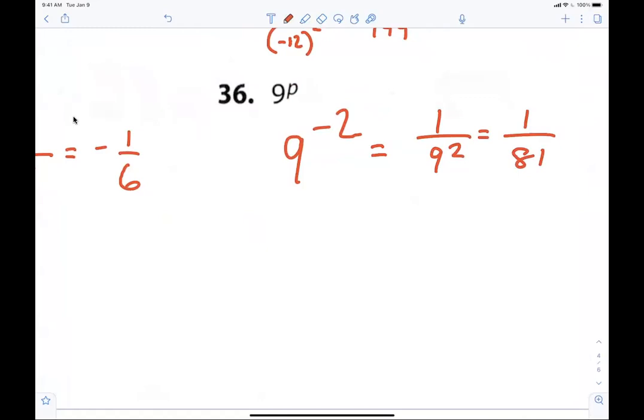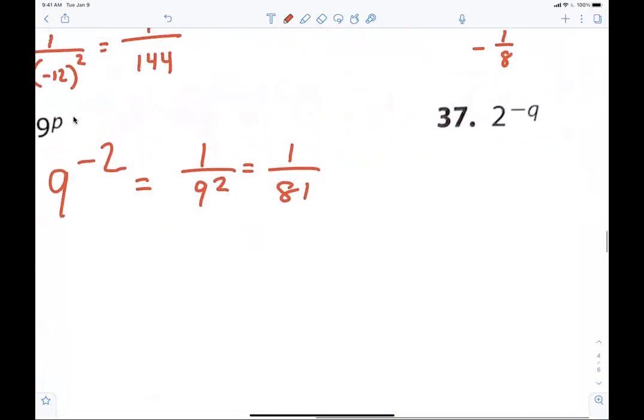If you want, on your calculator, you can do 9 to the negative 2, but that's a waste of time, in my opinion. Everybody should know 9 squared is 81. There's no reason to do it on the calculator. That's what I was saying about sometimes the calculator causes more problems than it's worth. You should know what that is.